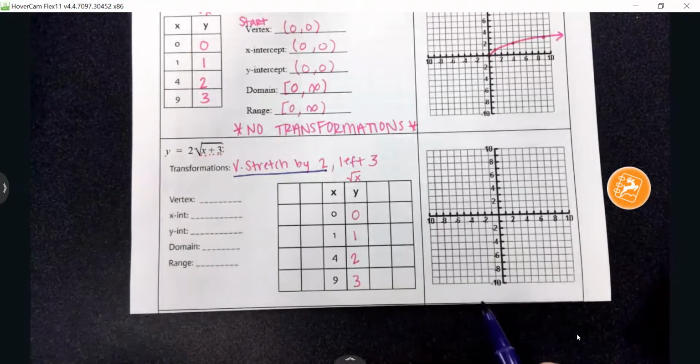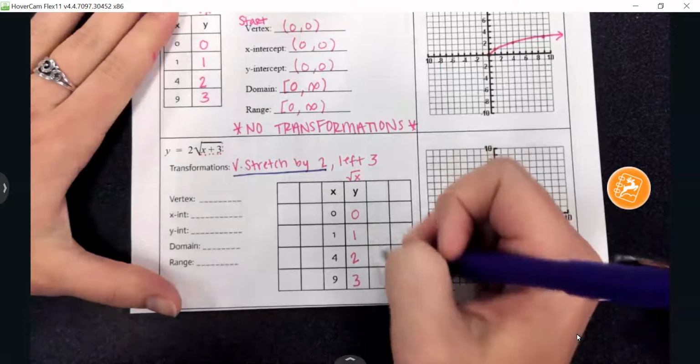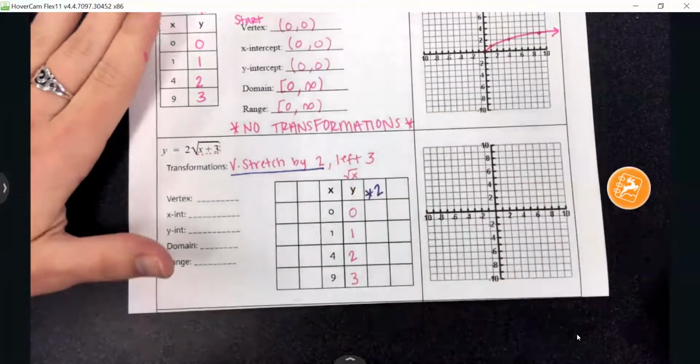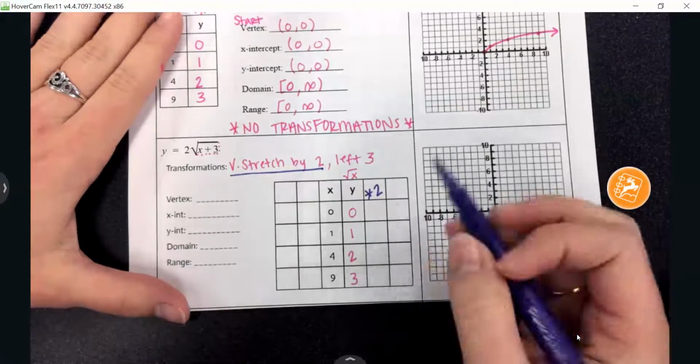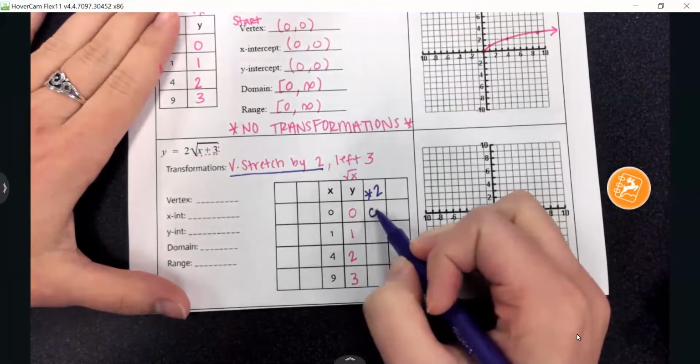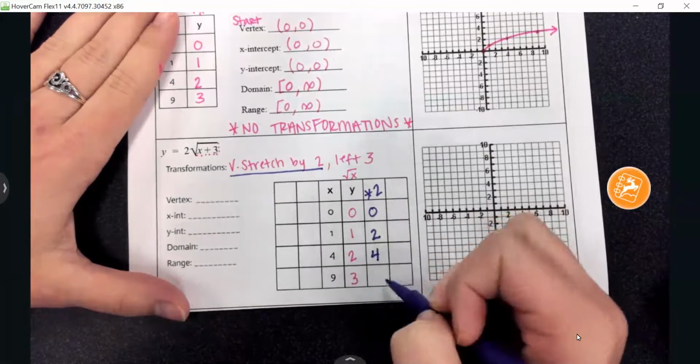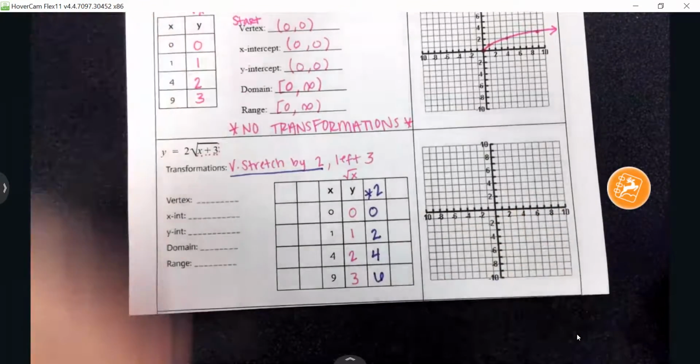Vertical, is that an x movement or a y movement? And what am I going to do to all these y values? Multiply by 2, very good. So multiply your y values by 2. 0 times 2, 1 times 2, 2 times 2, and 3 times 2.